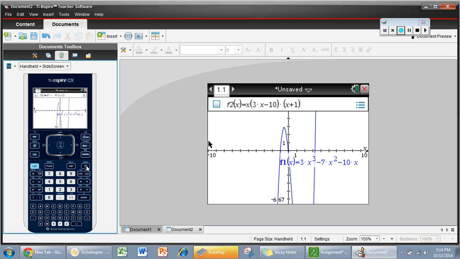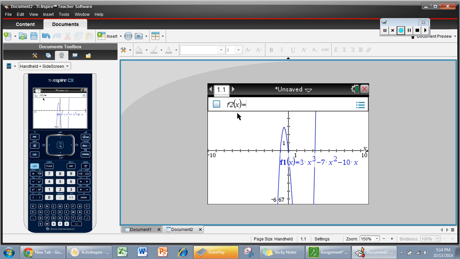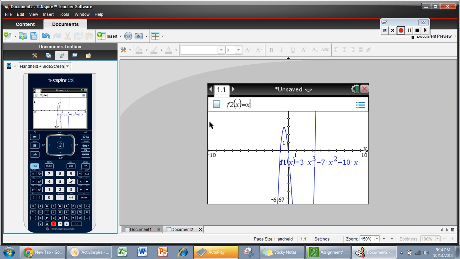It's not liking something. What did I do? Let's try again. X times, parentheses, 3x minus 10, times x plus 1. Hit enter, and there we go.